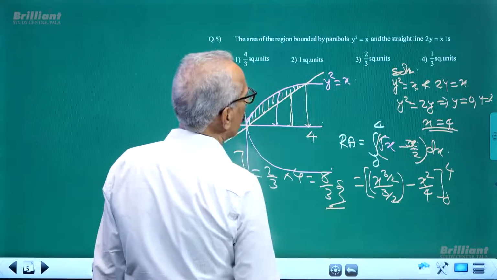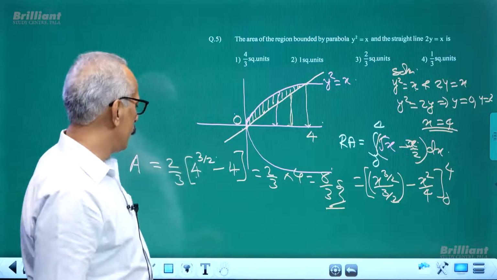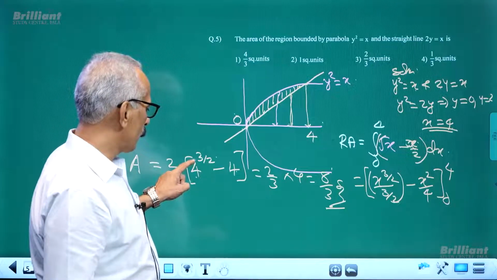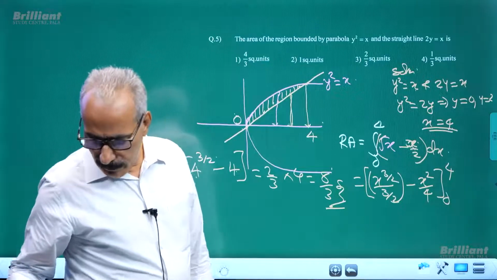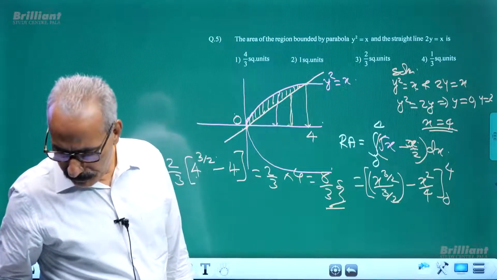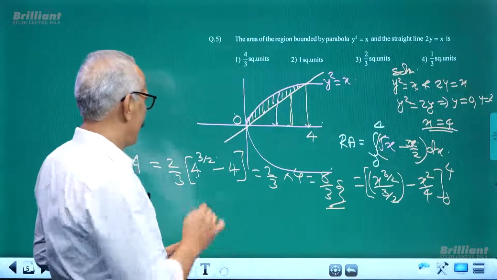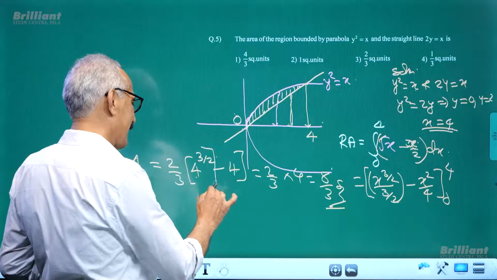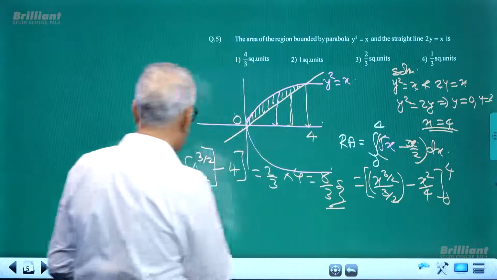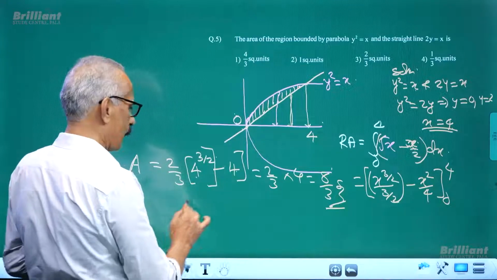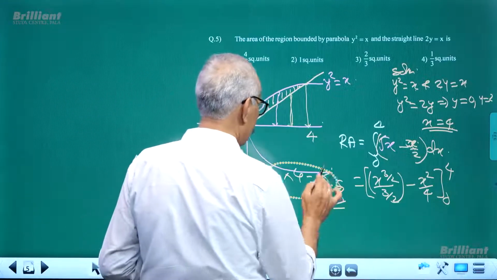Is it 8 by 3? 2 by 3 into 4 into root 4, 8. 8 by 3 I am getting. How much are we getting? Oh, actually this is one mistake which we have done here. This is for this only. That is 2 by 3 into this minus 4. That's an error. Look at the way that we commit the error.